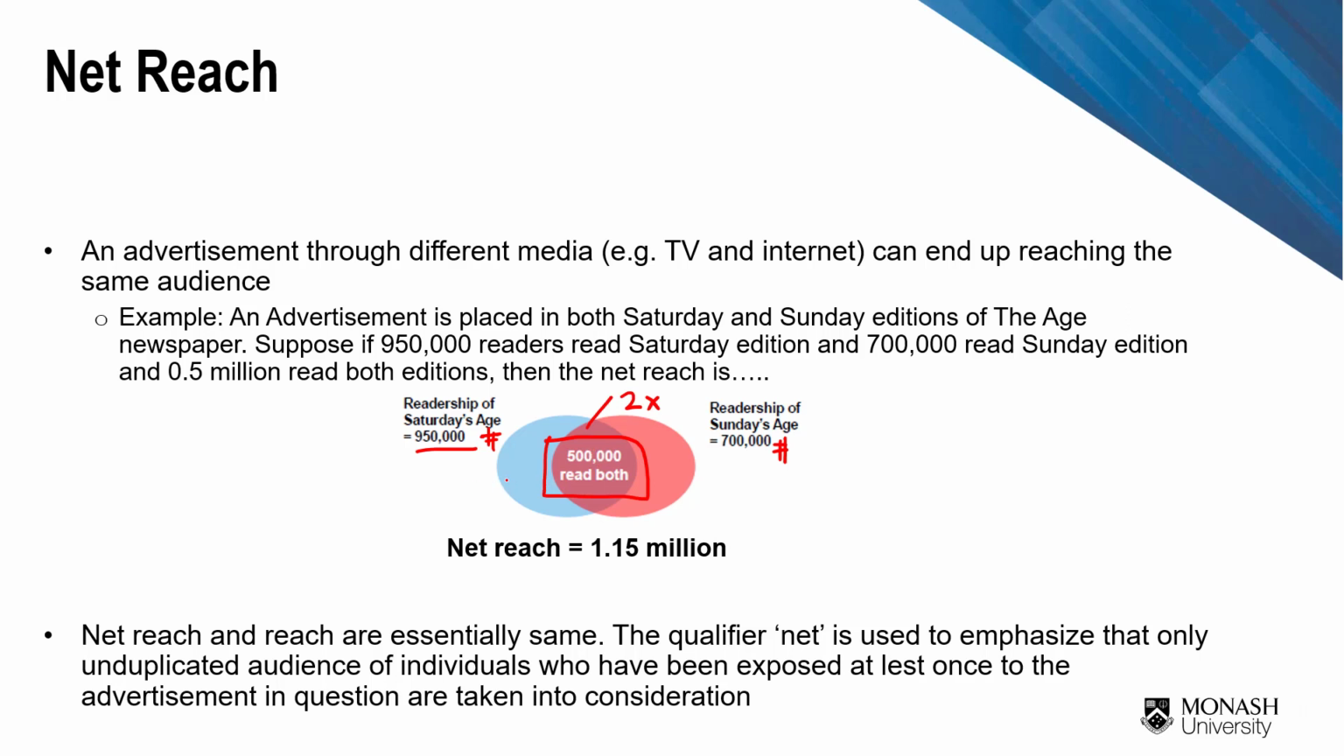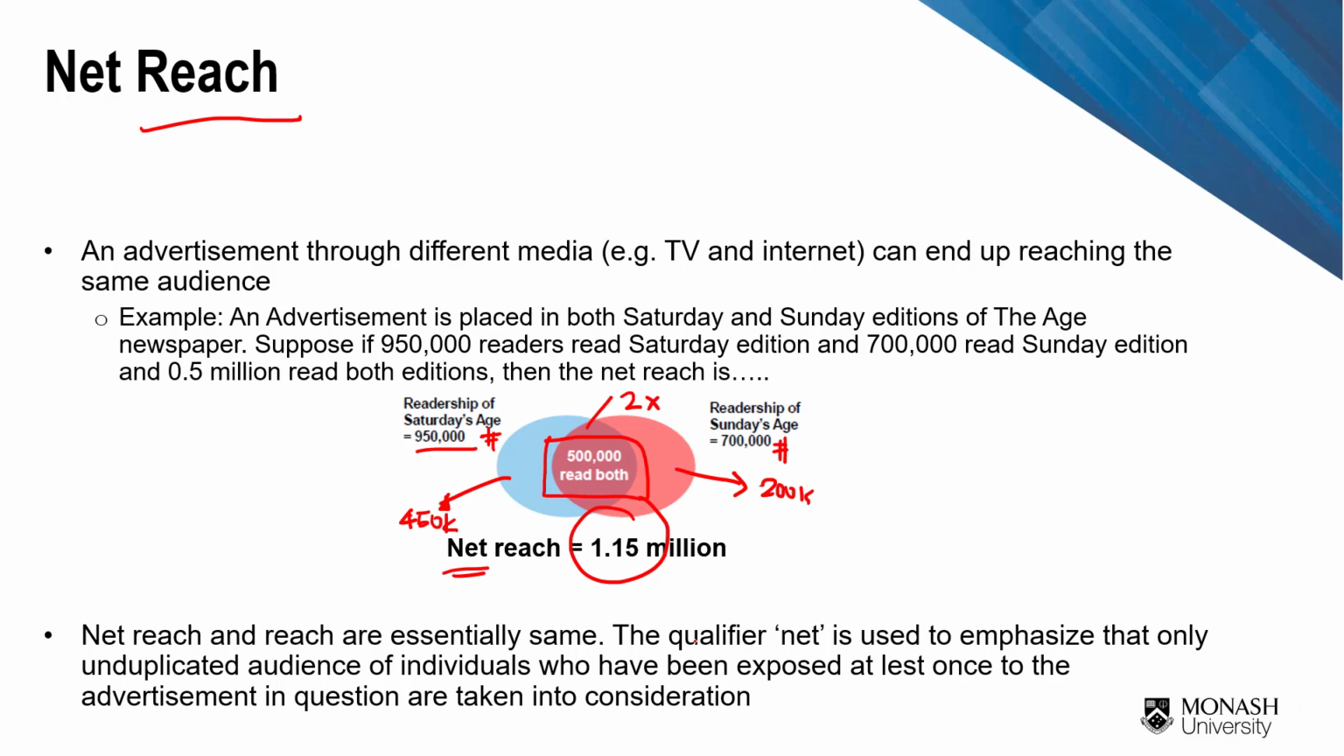And for those people who only read on Sunday, you have to deduct this number to get the blue circle, which is 950k minus 500k. That will give me 450k, and in the red circle it will be 700k minus 500k, which gives me 200k. If you add up 500k plus 200k plus 450k, this will give you a net reach of 1.15 million. So it's not just simply adding 950k plus 700k. You have to deduct those people who actually saw it twice, because reach itself is about whether they have seen it at least once.